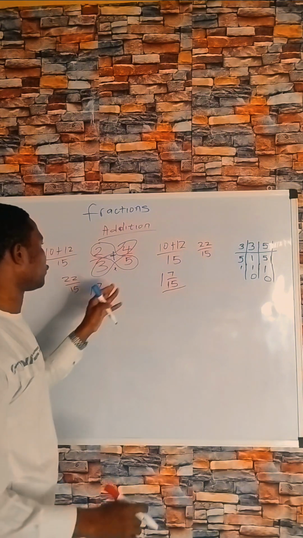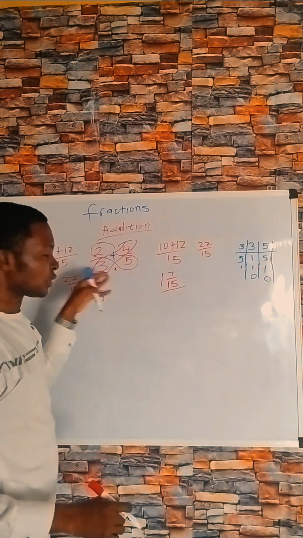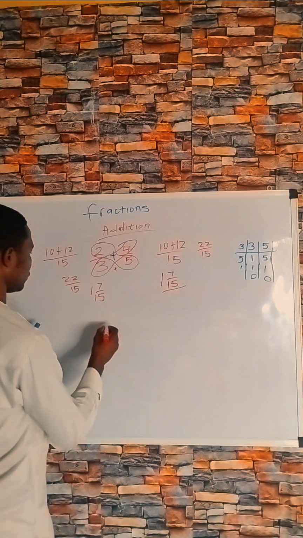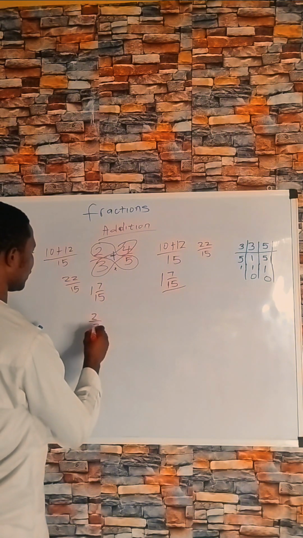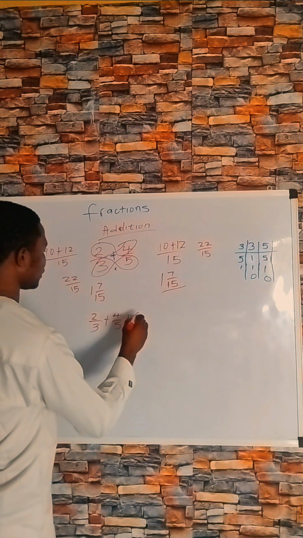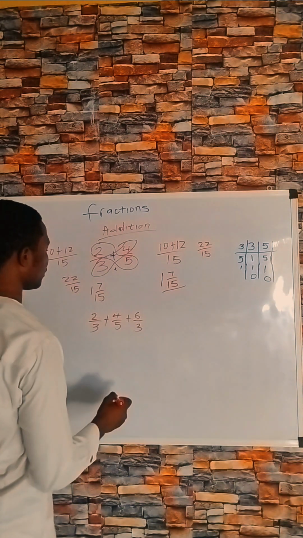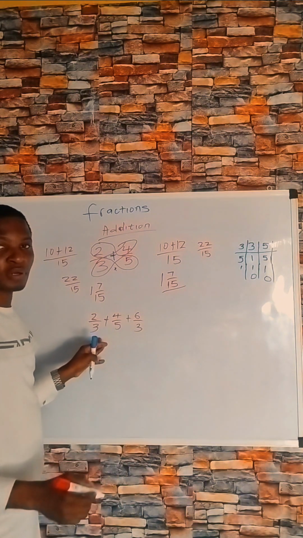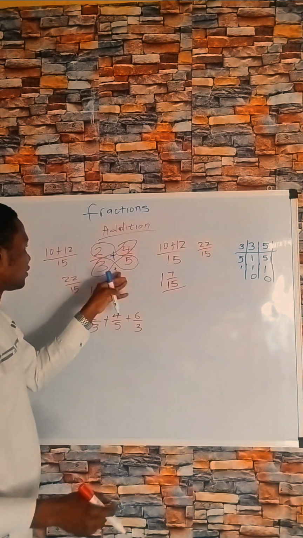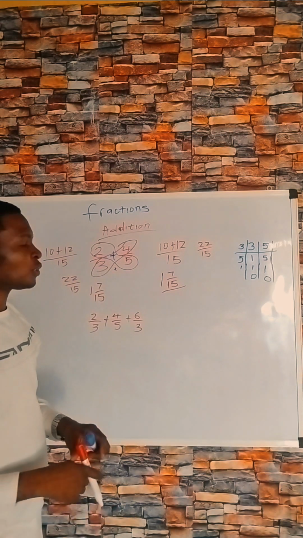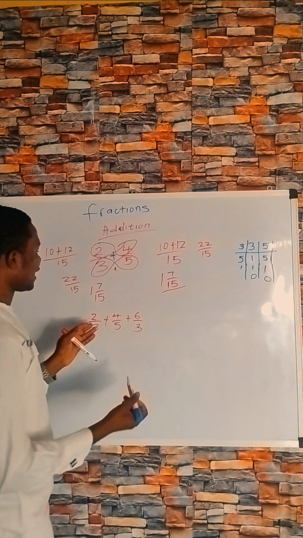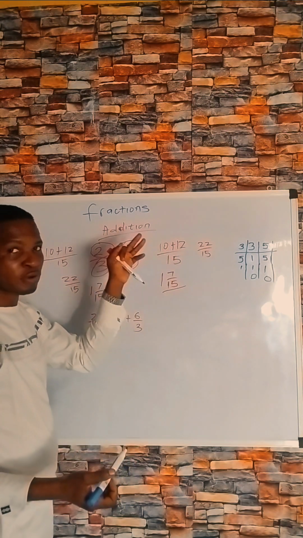This works if you know the whole process, but it doesn't always work if you have a greater number to add. Let's say you have 2 over 3 plus 4 over 5 plus 6 over 3. In this case, this shortcut will not work. So what will work will be to look for the LCM of the denominators and solve it according to this first process. It always works.